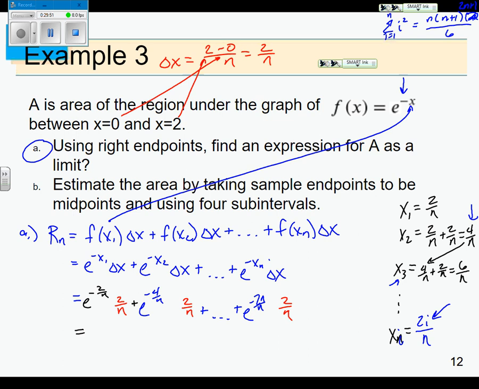All right, again, I'm looking for this area. And so it's going to be a limit as n approaches infinity. And I'm going to go ahead and pull out all these red 2 over n's. And so what that leaves me with is all of these e to the negative 2 over n's plus e to the negative 4 over n's plus all the way up to e to the negative 2n over n.